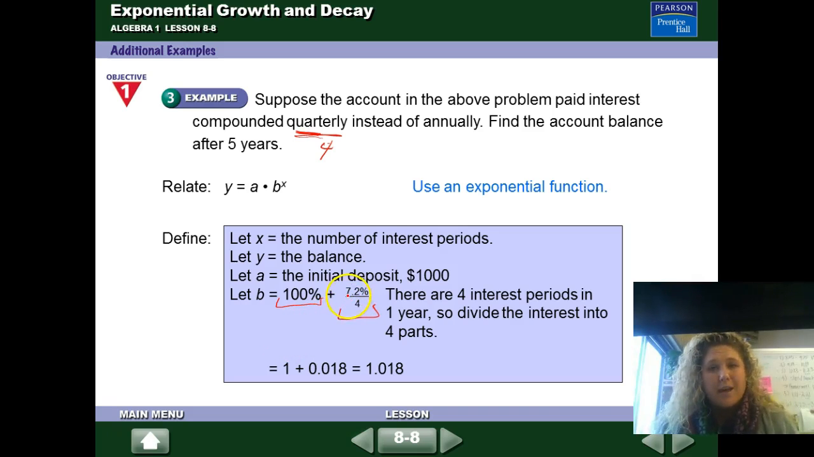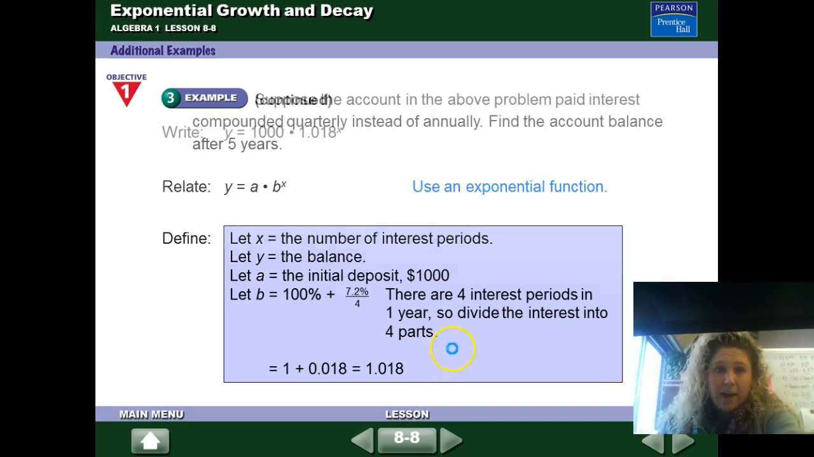So we just take that percent, that 7.2%, that interest part, and we're going to divide it by 4. So if you take 7.2 and divide it by 4, you're going to get 1.8. So now I take 100% plus 1.8%, and you're going to get 101.8%. And down here you can see they've already moved that decimal and gotten 1.018. So that is going to be your B value now.